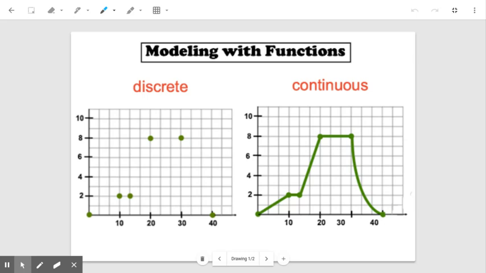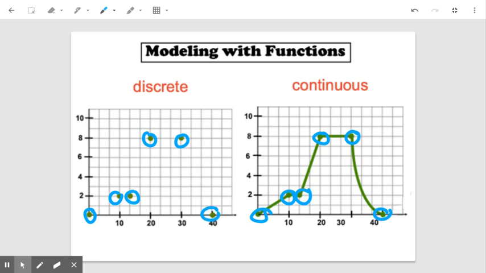If you notice on this first page here, we have two different graphs. One's discrete, one's continuous, but if you notice, they all have the same kind of corner points, if you want to call them that. So all of the points on the discrete are also on the continuous. The difference is the continuous graph is connected. So we want to talk about how the connected or not connected parts affect the meaning of the graph, as well as some of the characteristics.